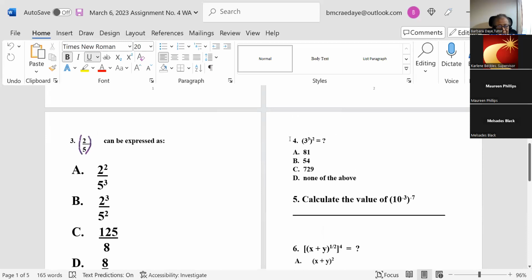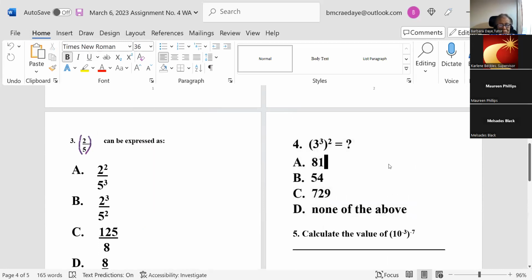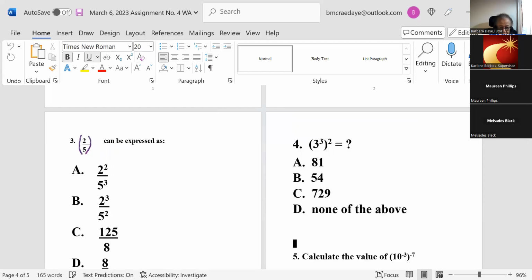Now let's take number 4. Let me make that bigger. It's clearer. Okay. Now this one, what rule is this, Mercedes? We went over this last time. What do you call this rule? Multiplication? No. What do you call the rule? Multiplication is what you do, Maureen. That's the operation. But the rule is power to a power.